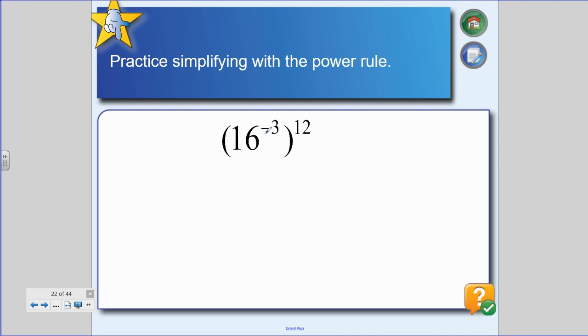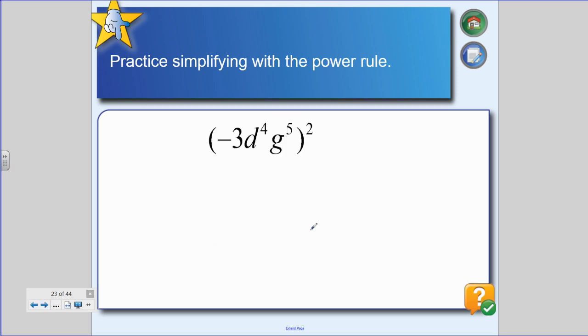What about this one? 16 to the negative 3rd power raised to the 12th power. Well, I'm not even going to try to figure out what 16 to the negative 3rd is and raise it to the 12th power. I'm going to use the power rule, which says exponent on the inside, exponent on the outside, they get multiplied. That's 16 to the negative 36th. That's as much as I know, as much as I want to do, and we're done. Down the road, we are going to fix these negative exponents so they're not negative with a little trick. But for right now, this is absolutely okay. 16 to the negative 36th.